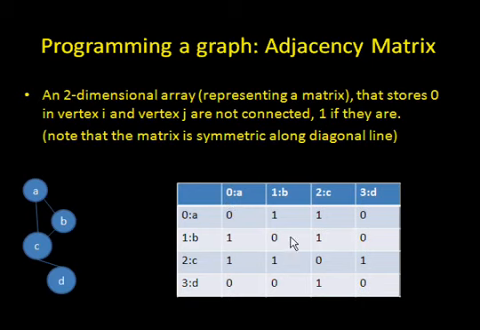You can notice, if you look at the diagonal line here, that the matrix seems to be symmetric along that diagonal line, which is an interesting property which might help you program a more efficient algorithm for finding what connects to what.